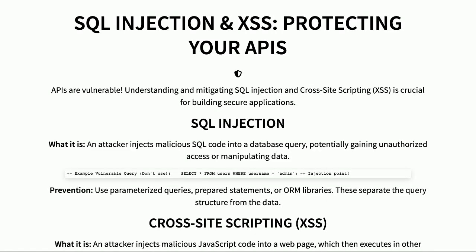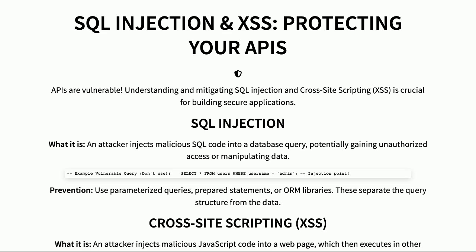Hey everyone, let's talk about protecting our API, specifically how we can handle SQL injection and cross-site scripting attacks. SQL injection happens when someone tries to sneak malicious code into a database query, potentially exposing sensitive information or messing with your data. The best way to prevent this is by using parameterized queries. These treat the data as data rather than executable code.